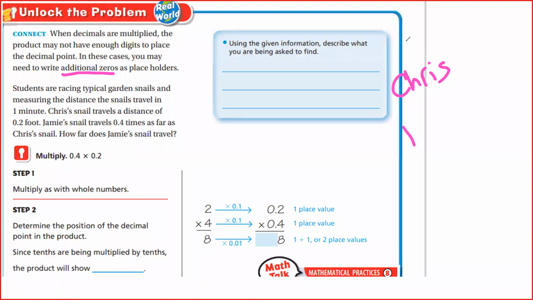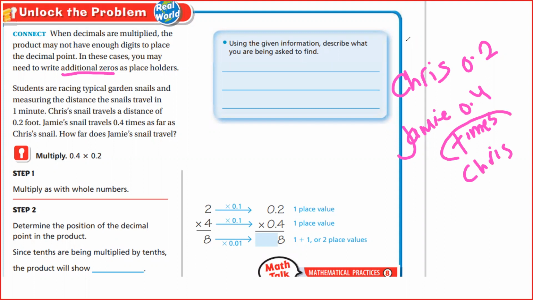And one is Jamie. Chris's snail travels 0.4 times as far as Cherry's snail, which traveled a distance of 0.2 foot. Okay, so it travels a distance of 0.2. And Jamie travels 0.4 times as far as Chris. Now, as I told you, the word "times" means you have to multiply.